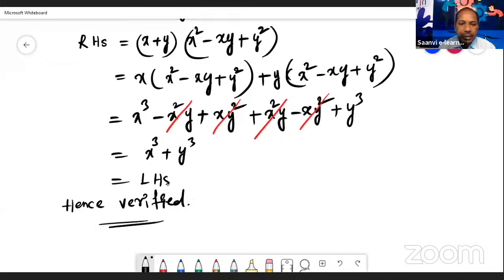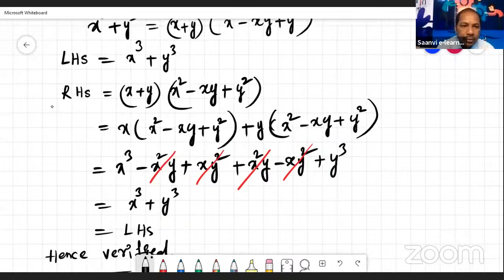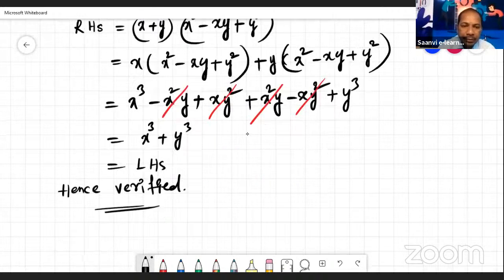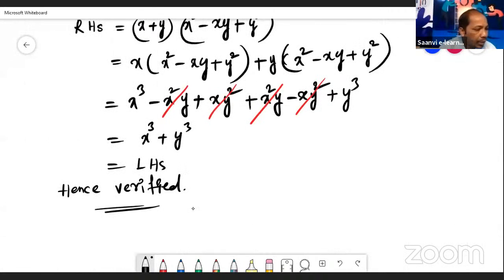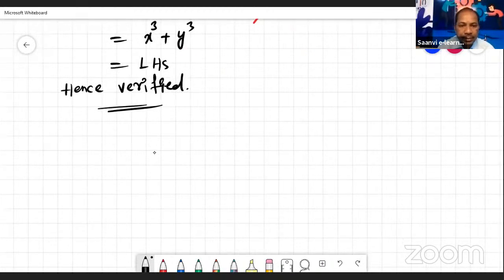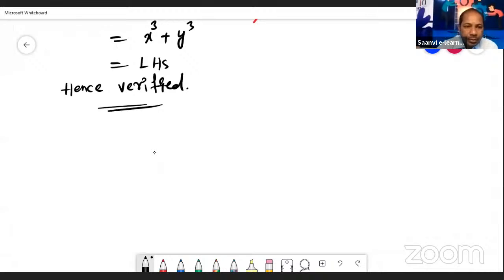Okay, first of all, he said to verify whether (x plus y) whole cube is equal to x cube plus y cube is equal to (x plus y) into (x square minus xy plus y square). Okay, we verified, and we got LHS equal to RHS. And again, he said to verify using some non-zero positive integers. Suppose you take some non-zero positive integers.